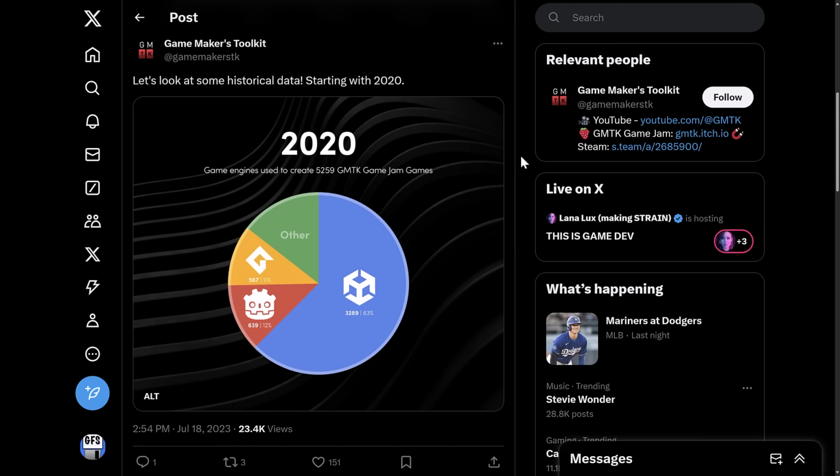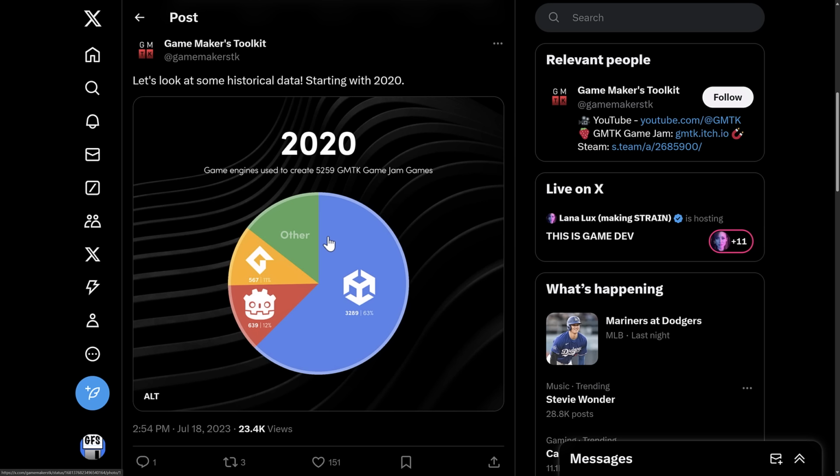First off, we have data going all the way back to 2020, and here you can see the breakdown. There were 5,259 games submitted to the GMTK. Of that, 63% were using Unity. Of the remaining number, we have 12% using Godot and 11% using GameMaker. And then the rest of the pie, which is math in my head here, 14% I believe, were made in other engines.